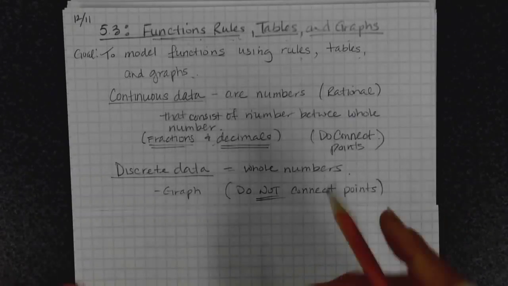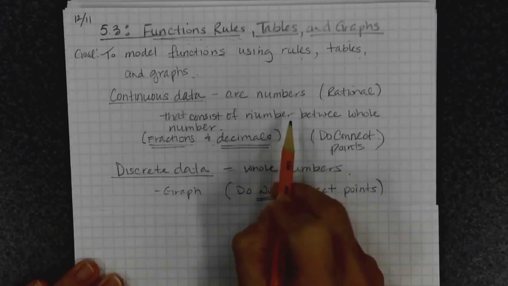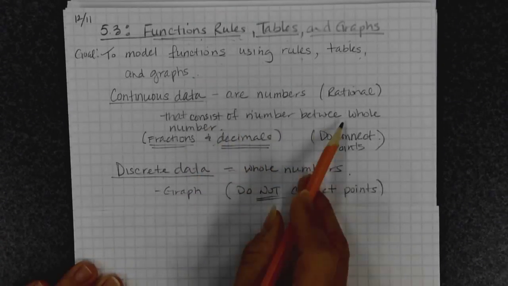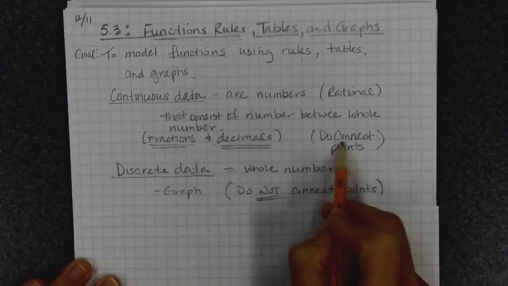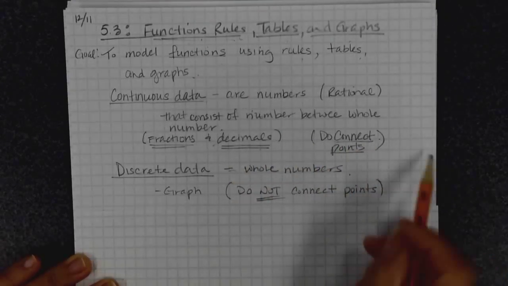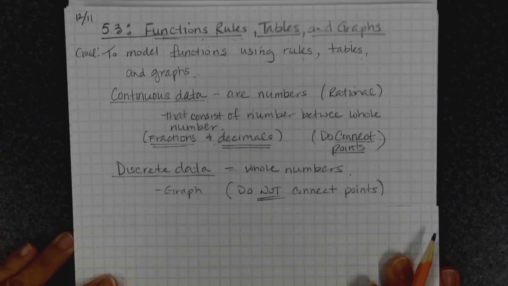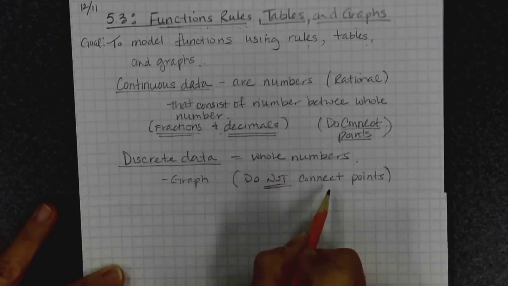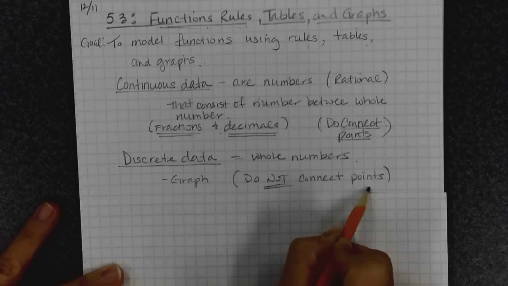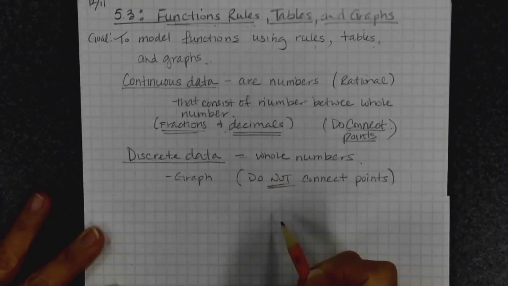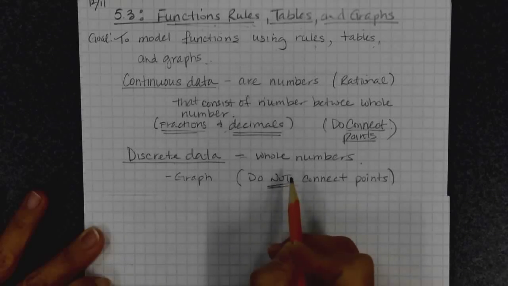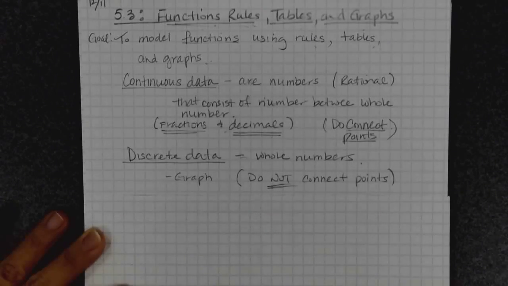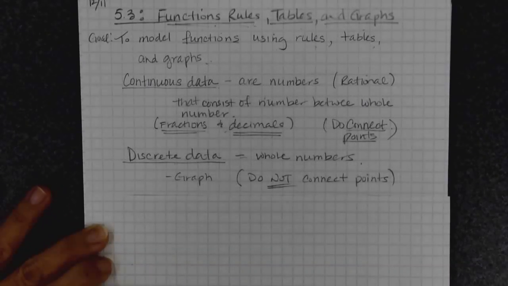These are data that are collected or used that are represented by numbers that are either fractions or decimals. So it consists of numbers between whole numbers. So when you graph this table, you do connect your points together. In a discrete data, these numbers are whole numbers, and we do not connect these data points when we're dealing with discrete data. So like number of people or number of CDs, anything like that that has to use whole numbers for your data is called a discrete data.